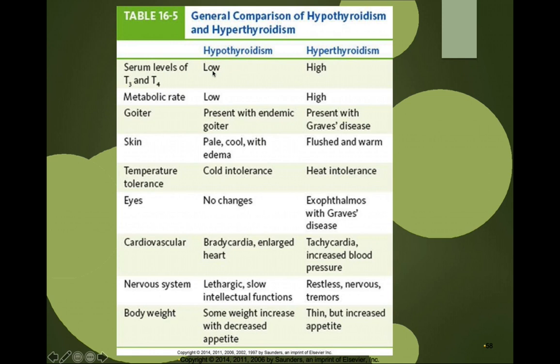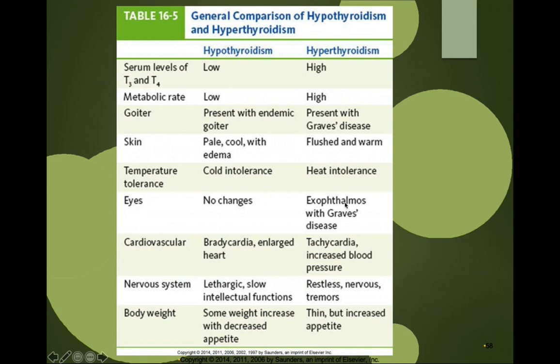Okay, here is some comparison between hypoactive thyroid and hyperactive thyroid. With hypo, T3 and T4 is low. With hyper, it's much higher. When hypoactive thyroid is present, metabolism slows down, or it speeds up with hyperactive thyroidism. With a hypoactive thyroid, there could be the presence of an endemic goiter, and in hyperactive, it's present with Graves' disease. The skin will be pale, cool with edema with hypoactive, and it'll be flushed and warm with hyperactive.